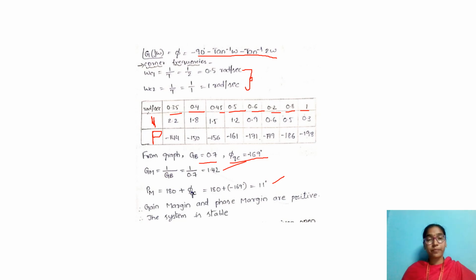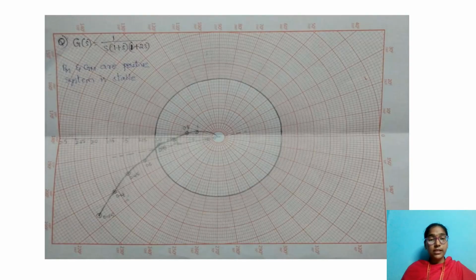Now we'll see the graph. This is the polar graph and this is the unity circle, and we have to plot the points. The magnitude plot touches the unity circle here, and this is the phi GC. So the PM and GM are positive, and the system is stable.